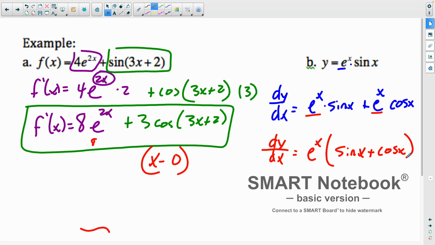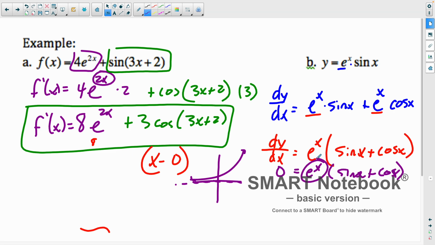Especially if it asked me on this one right here to find maxes and mins, so I'm trying to find where this is equal to 0. If I was going to do maxes and mins, where is this equal to 0? Well, if you think about what e to the x is, e to the x is an exponential function. Where does that equal 0? Well, it doesn't. It's got a horizontal asymptote there, so I would get no solutions from that. And then I'd set 0 equals sine of x plus cosine of x, and I can go solve that.